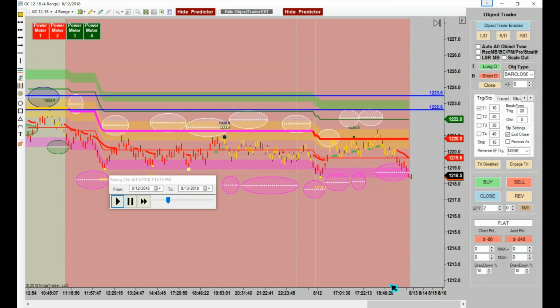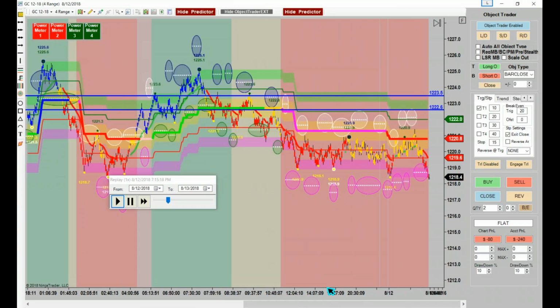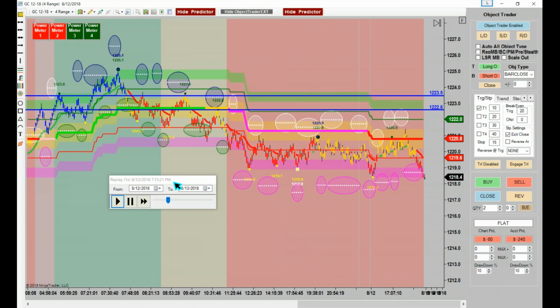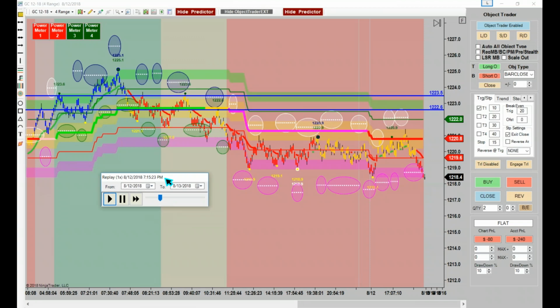Okay, so let's go ahead and get ready to trade this, and we'll see if we can get a little retrace on it. Okay, let's see. This is 8:12. That was yesterday around 7:15 at night. Okay. How many of you traded this last night, by the way? Anybody?